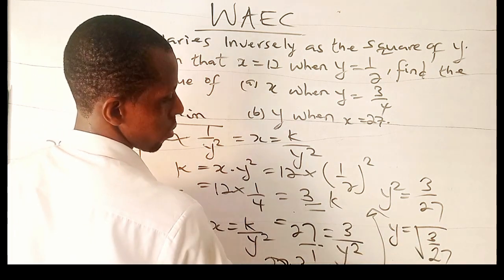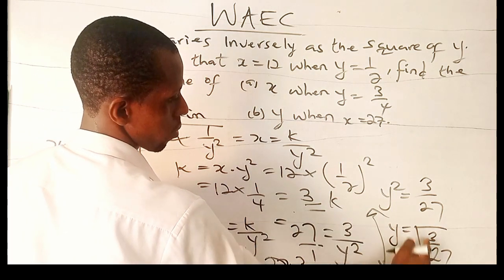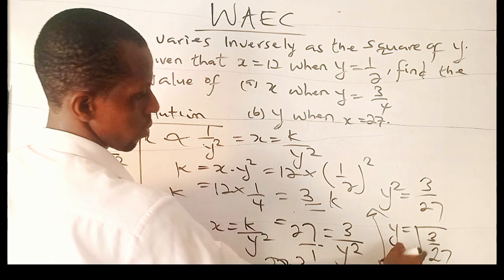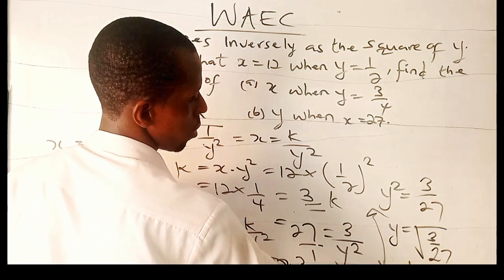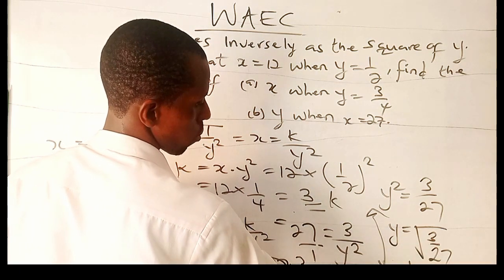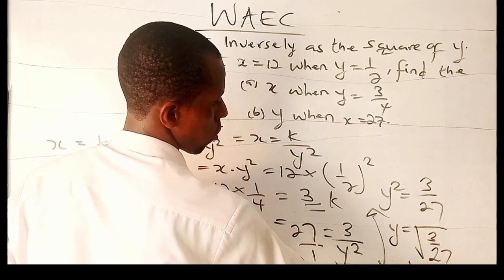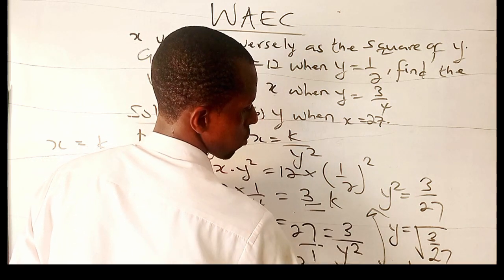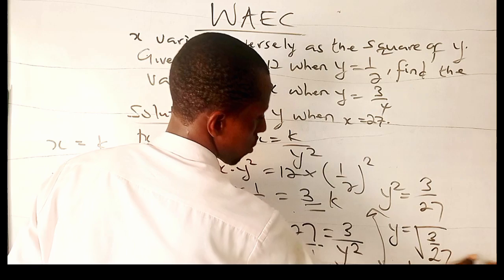So my final answer is y equals plus or minus. When I have this, I can simplify it: 3 into 3 is 1, 3 into 27 is 9, so the square root of 1 over 9, which is plus or minus 1 over 3.